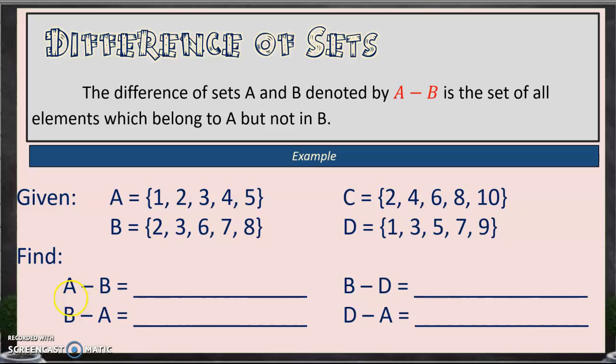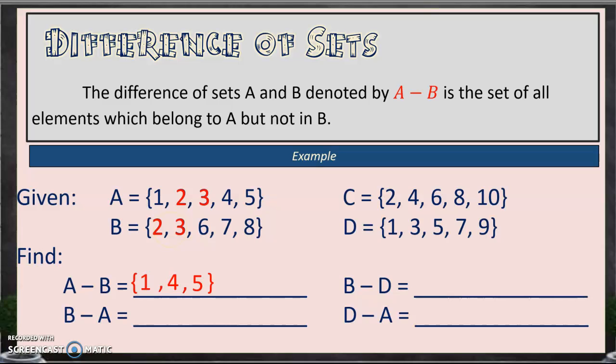The first one, A minus B. Look at set A and B. From set A, you will remove the elements that are also in set B, which are 2 and 3. So again, look at set A. You will remove the elements of set B common to set A. The remaining elements are 1, 4, and 5. So A minus B is 1, 4, 5.